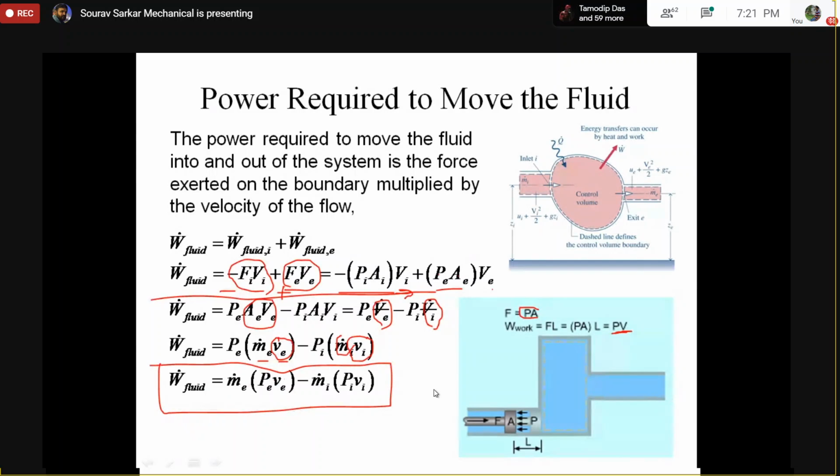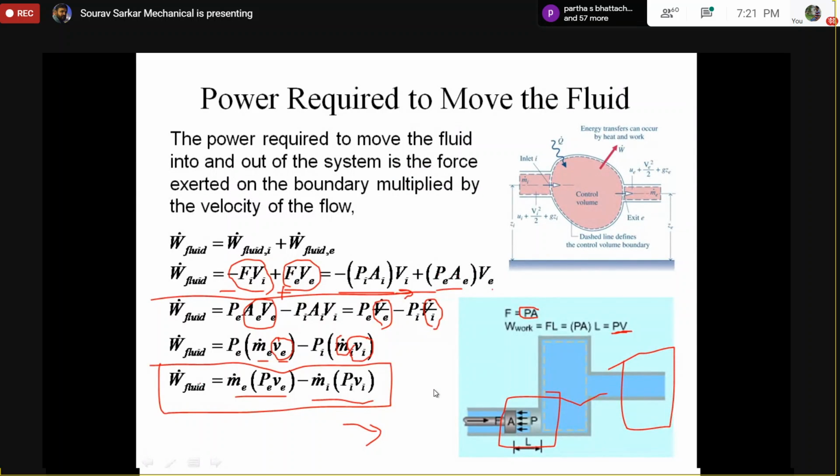Here I have already considered the sign. So this expansion work is positive, and this is the compression work. What kind of compression? Whenever the mass is entering into the system, it has to push the system, so it is experiencing some kind of compression. That's why this sign is negative. Whenever the mass is leaving the system, it is throwing out the mass. So if compression is happening here, the expansion is happening there, so it is the positive work.